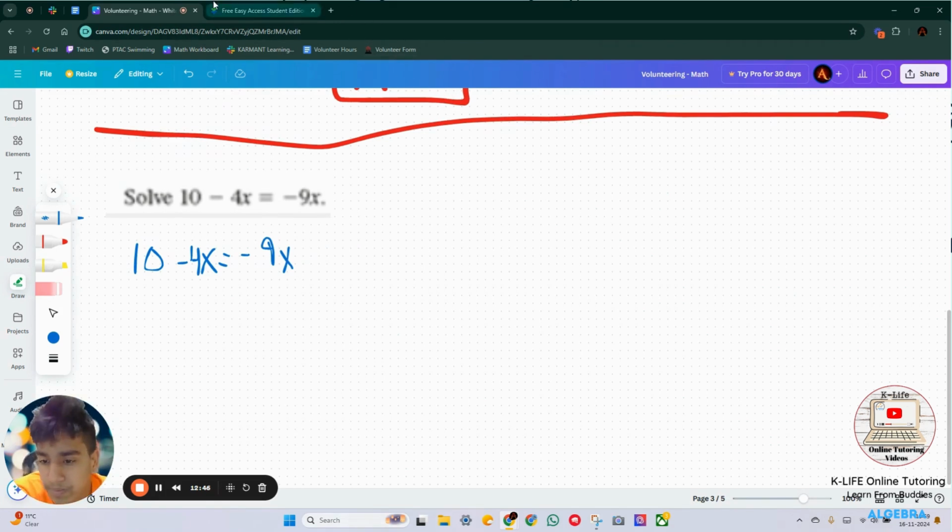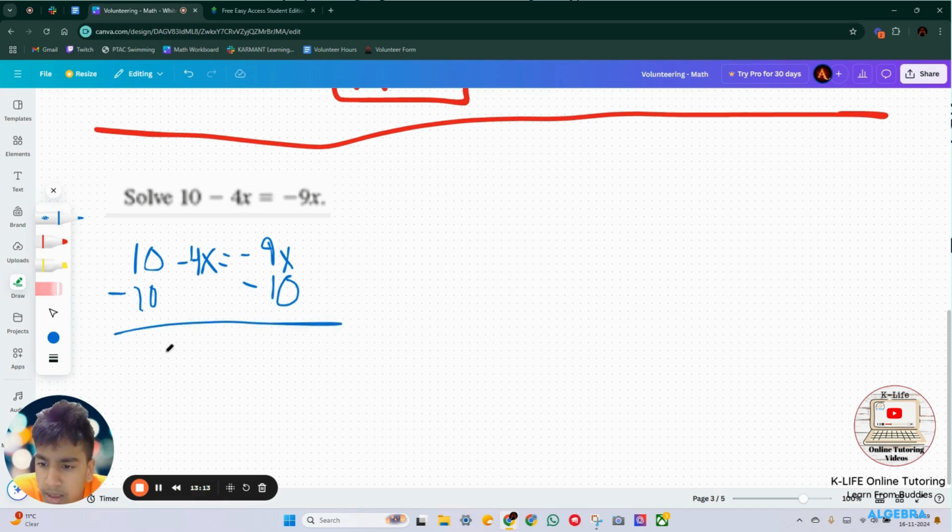So now what we're going to do is just solve it like a normal question. What you want to do in this one is, again, isolate the variables. Some people in this case will actually do this. I'm just going to show it to you quickly.